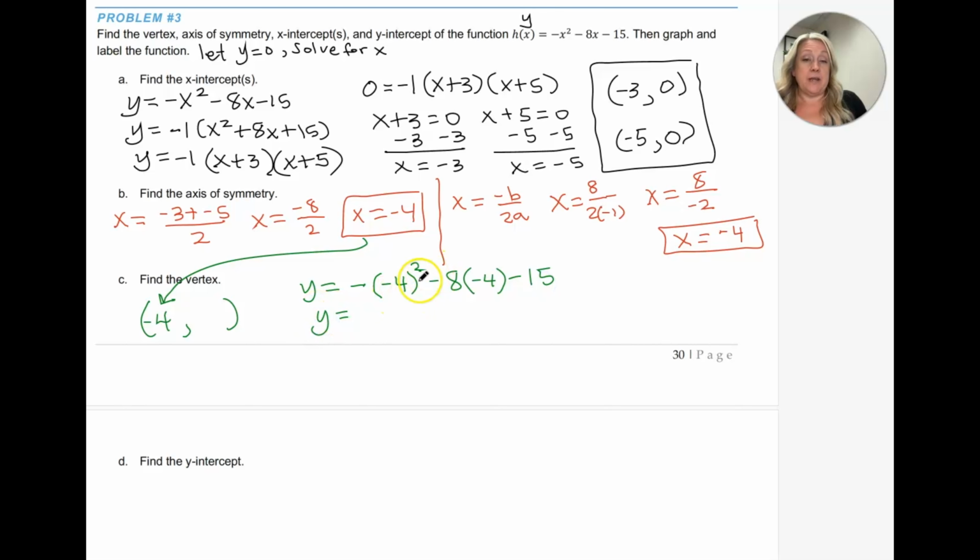So -4 squared is 16, but then we need to multiply it by a -1. Remember your order of operations, square it, then multiply it by the -1, so that's -16. -8 times -4 is +32. Then bring down that -15. -16 plus 32 is +16. +16 minus 15 is 1. Y equals 1. That is our other part of our vertex that we need.